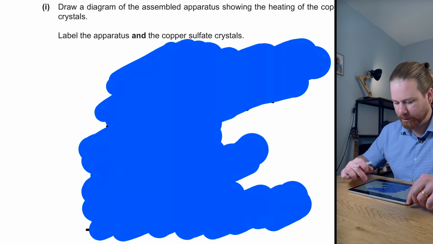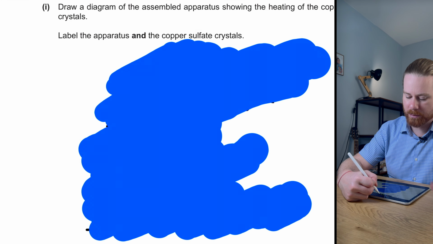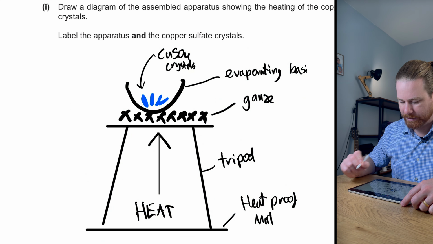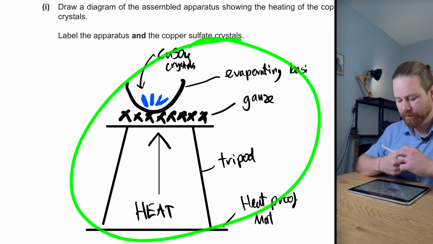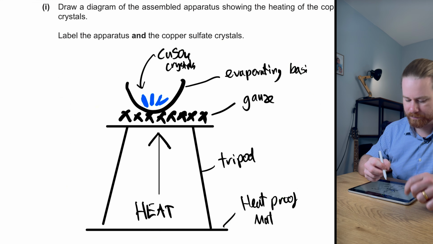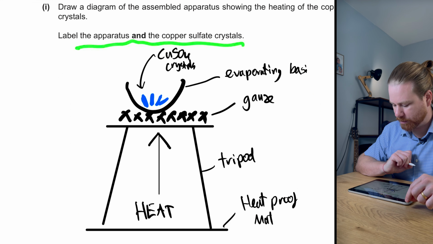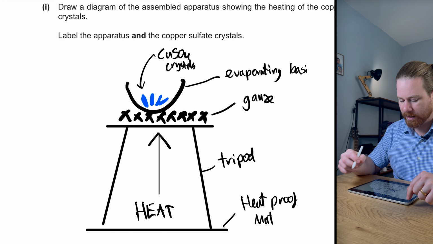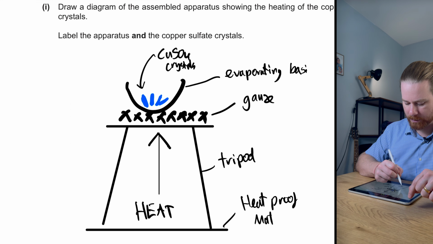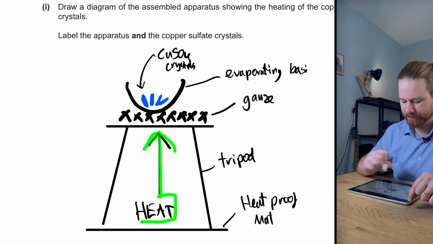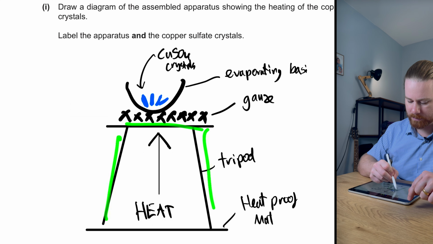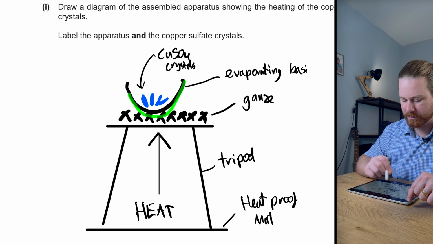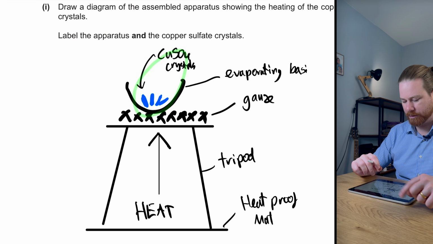So we are just doing a simple heating up. So this is the tripod, Bunsen burner, the gauze, and it looks like this. And it also wants some labels. So labeling the apparatus and the copper sulfate crystals. Most of the marks are actually coming from the labeling, so make sure that we've got everything drawn properly. So our Bunsen burner, tripod, gauze, heat-proof mat is needed. Evaporating basin, and then we've got our copper sulfate crystals.